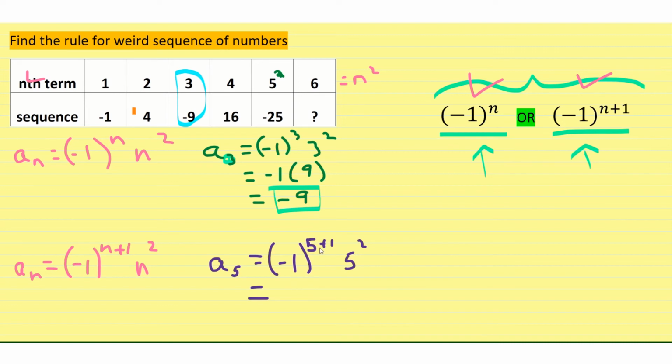Okay, so if we do equals, and you could do this in your calculator, -1 to the 6th power. Well, -1 to an even power means all the negatives are going to cancel each other out. So that means all the negatives go away, so it's just 1. And then 5 squared is going to be 25. And then 1 times 25 is 25. However, that is not the right answer, right? This is not the right answer because we're looking for a -25. So this one should be our correct equation. This is our correct answer.